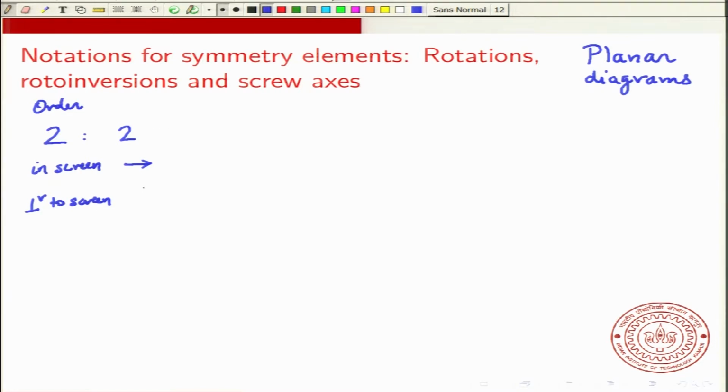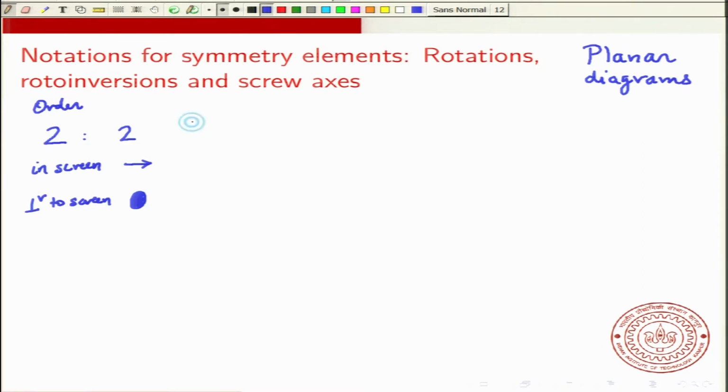A twofold axis that is perpendicular to the page is shown, let me use a different color, so that is perpendicular to the screen, is shown by an oval that is filled. So an oval that is filled is used to show that there is a twofold axis that is perpendicular to the screen.